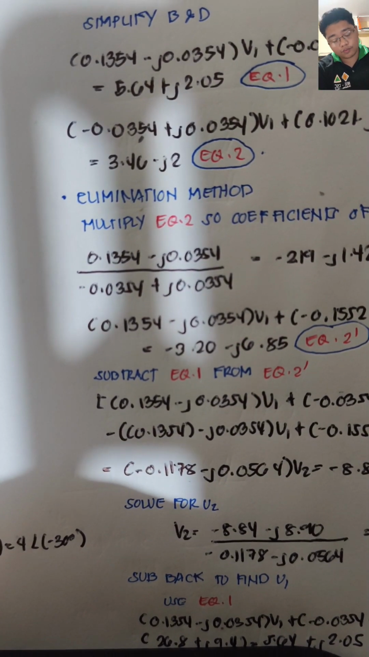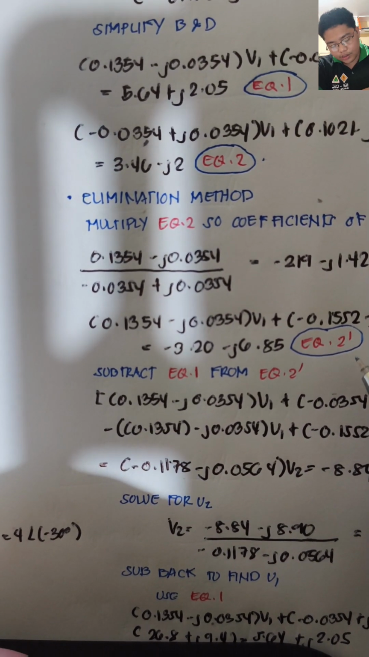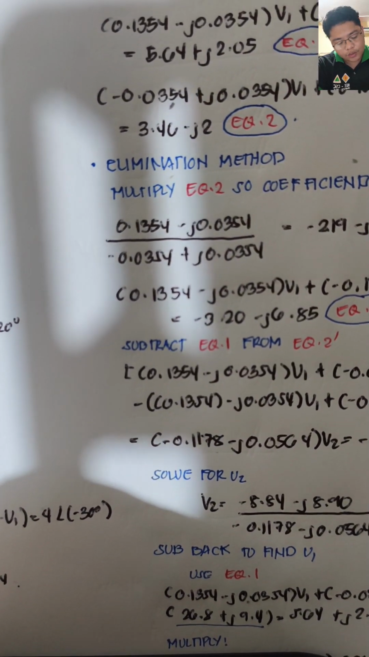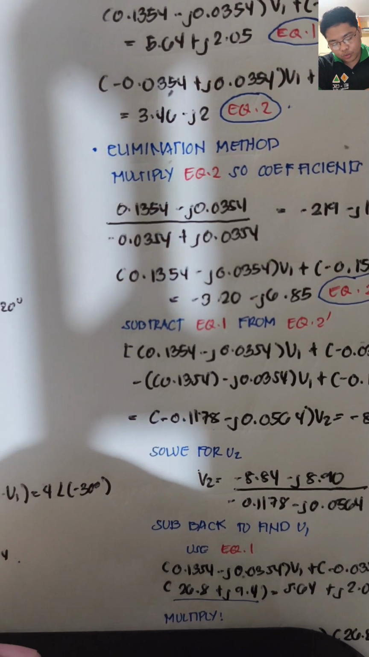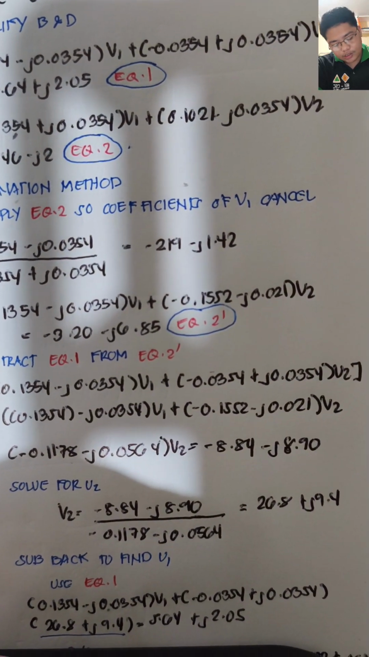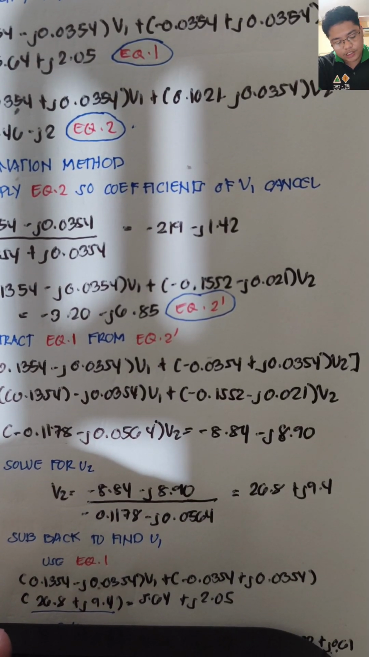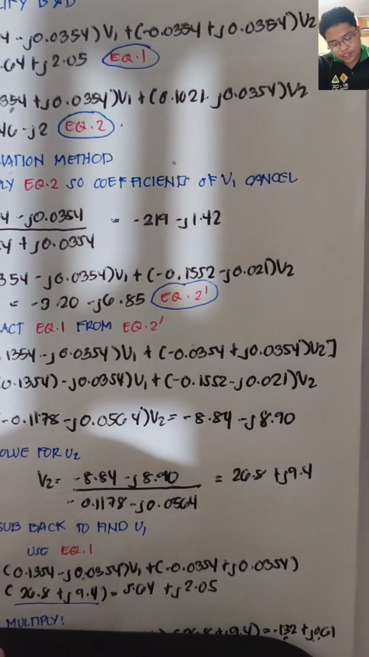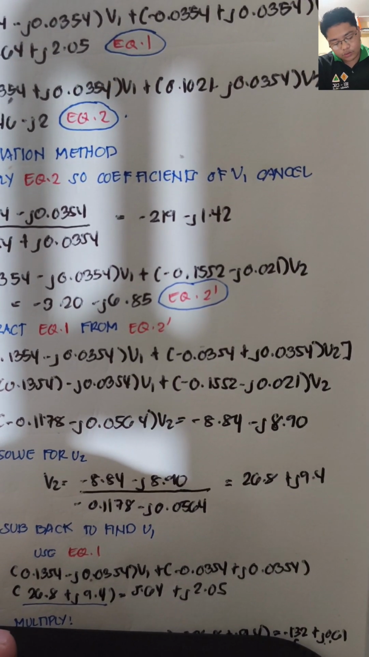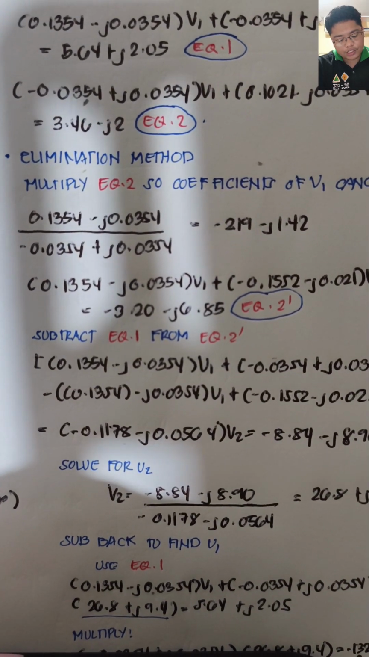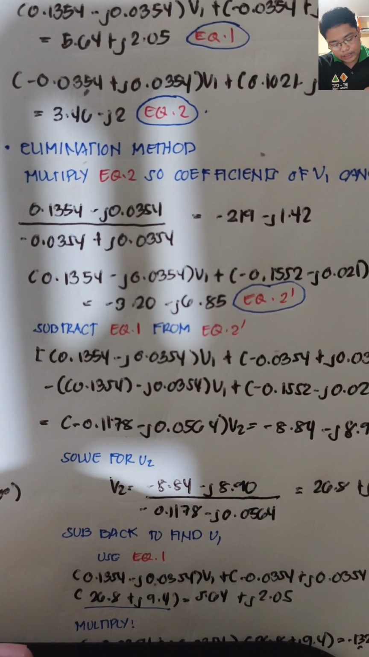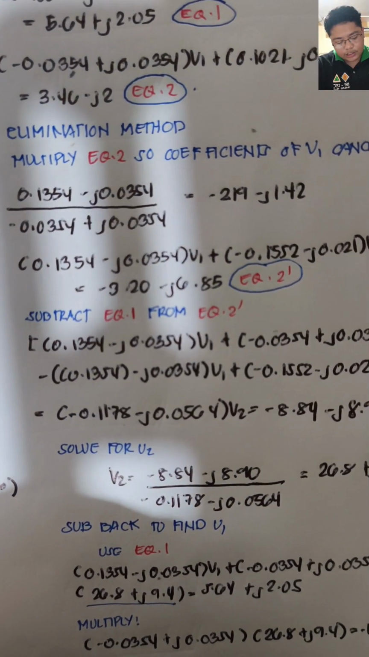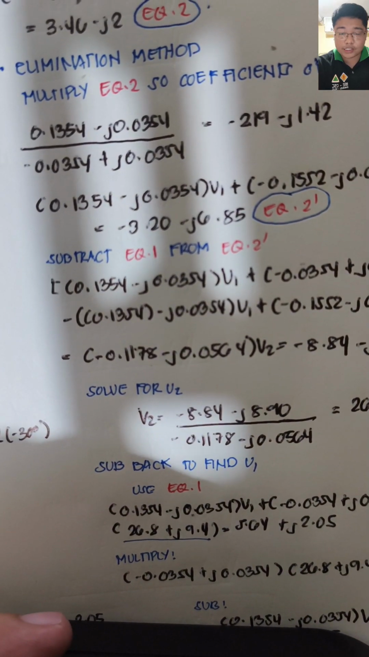So subtract equation 1 from equation 2 prime. This gives (negative 0.1178 plus j0.0564) times V2 equals negative 8.84 minus j8.90. Now let's solve for V2. V2 equals (negative 8.84 minus j8.90) over (negative 0.1178 plus j0.0564), which equals 26.8 plus j9.4.